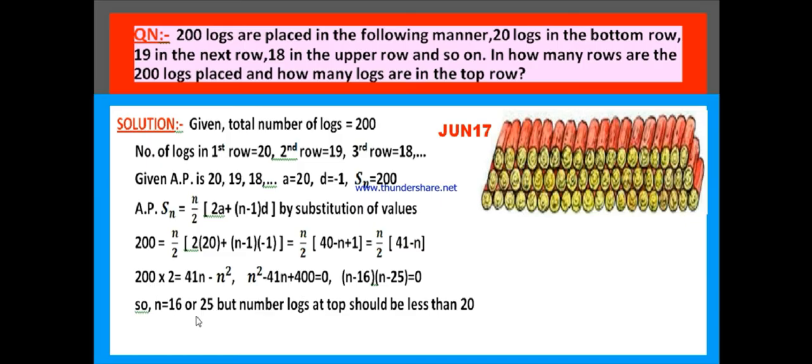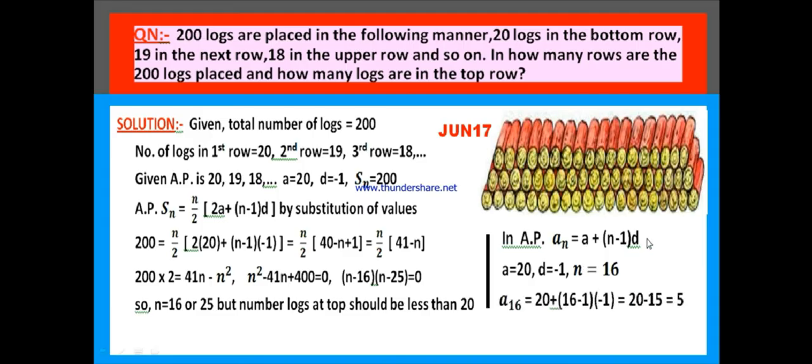So n is equal to 16 or 25, but the number of logs at the top should be less than 20, therefore the answer should be 16. There are 16 rows. Now we have to find out how many logs are there at the top row. That is, in this AP, an is a plus (n minus 1) into d. We know the n value is the 16th row, means n is equal to 16, and a is equal to 20 and d is equal to minus 1.